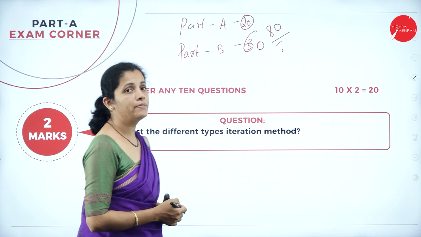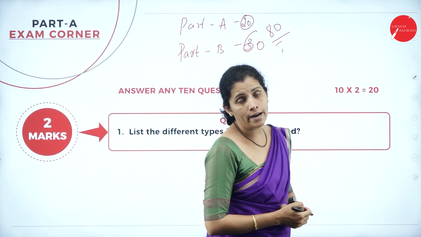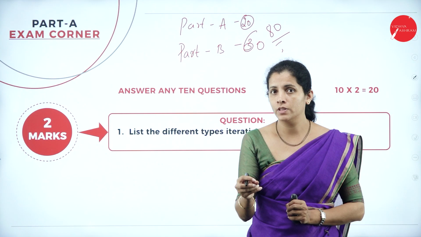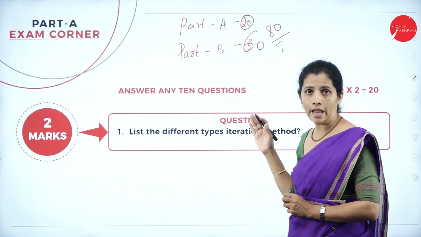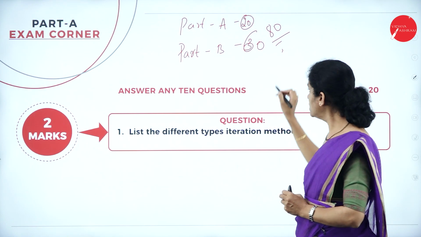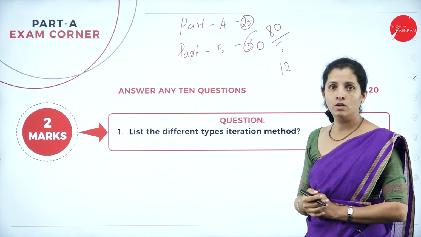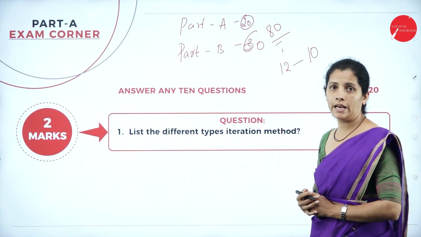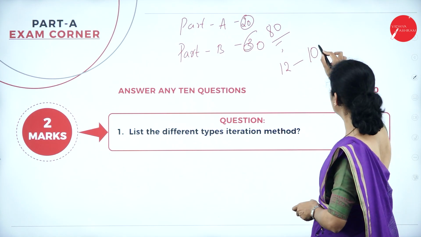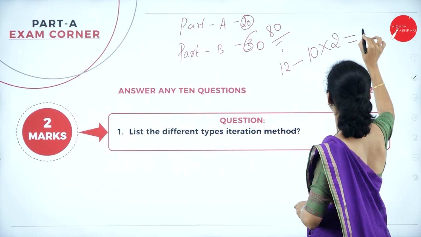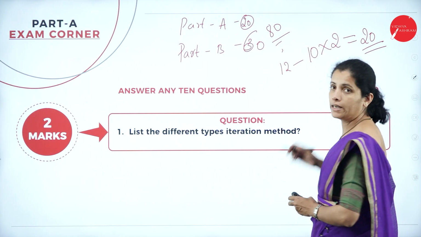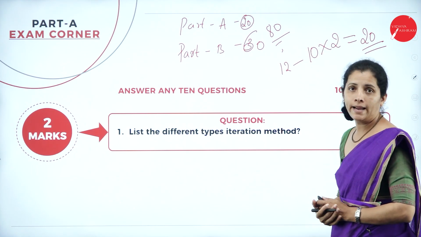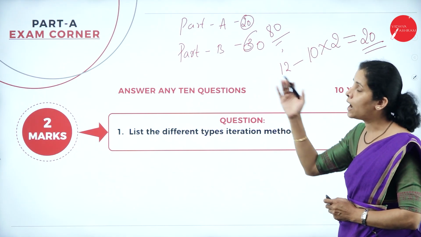Now, dear student, if I consider part A, what kind of question you can expect? That is 2-mark question. So, under part A, I am going to get 12 questions. Out of 12, I want to answer any 10 and each question carries 2 marks. So 10 into 2, it is 20. Now dear student, let me begin my today's session with part A.